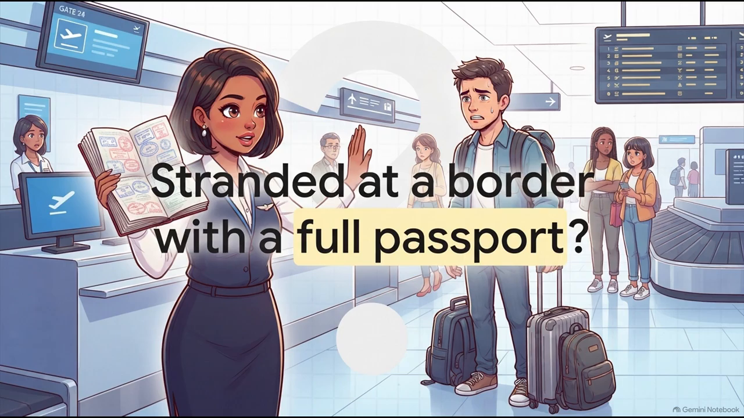I mean, picture this. You've booked your flights, you packed your bags, you are standing there at check-in, only for the airline agent to look up and tell you that you cannot board your flight. Why? Well, because your passport is full. It's an absolute nightmare scenario, but understanding exactly how passport pages work is the difference between an amazing trip and a really expensive cab ride back home.